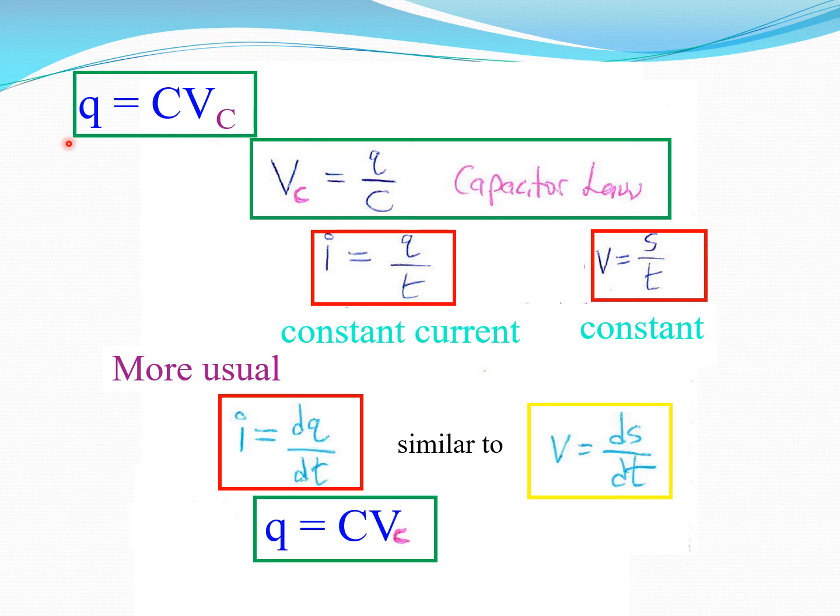And again, recall the relationship we have with Q above. Q is equal to C by Vc, the voltage across the capacitor. So these two now are important formulas, and we're going to use them now on the next slide.